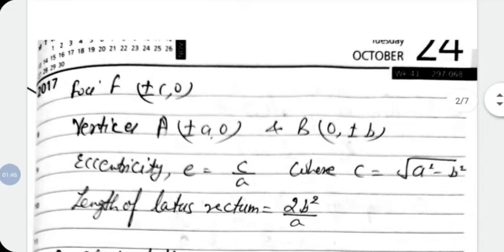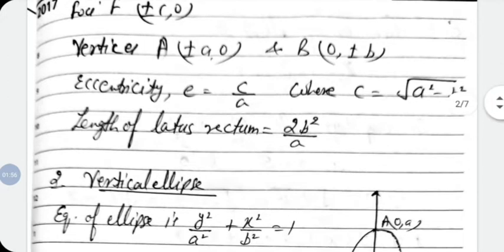Now eccentricity, what is the eccentricity? Represented by small e, it is the ratio of the coordinate of the focus and that of the vertex, that is c upon a, where the value of c is given by root a square minus b square. Length of latus rectum is 2b square upon a.